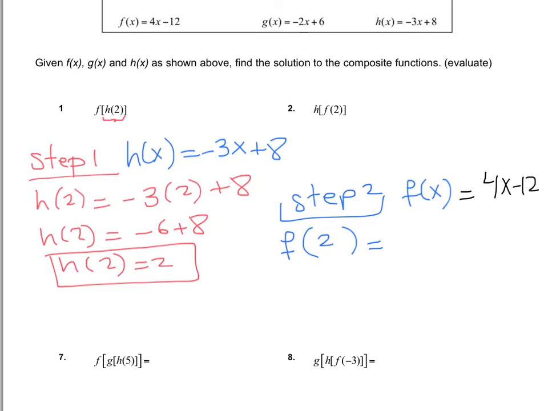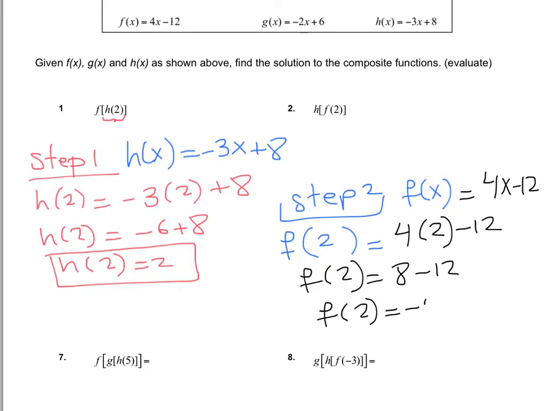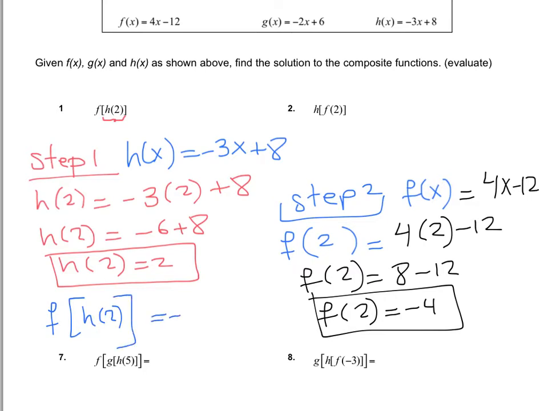Now to find f of 2, you just plug in 2 for x. So f of 2 is equal to 8 minus 12. f of 2 is equal to negative 4. And that would be your final answer. So you can write your final answer as such: f of h of 2 is equal to negative 4.